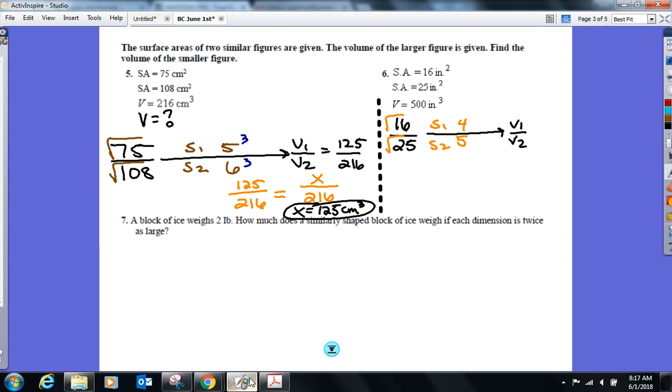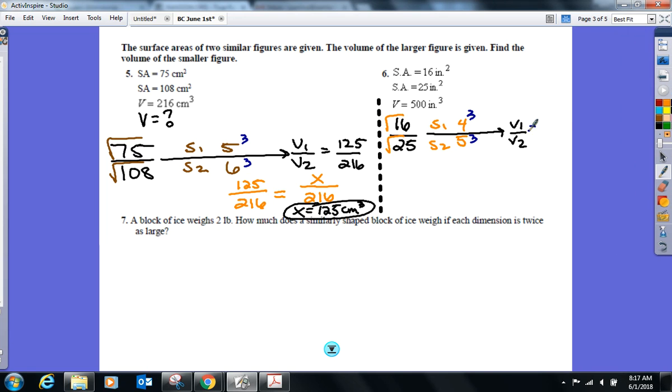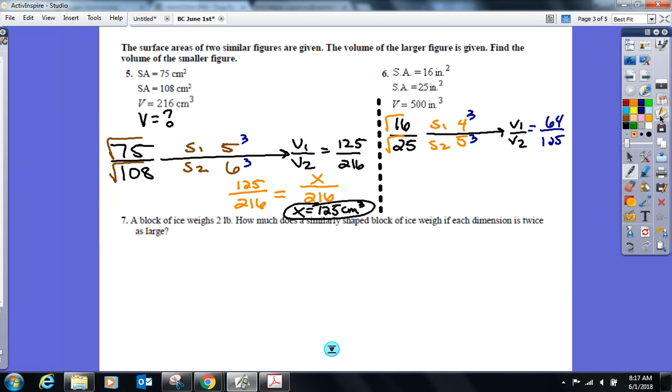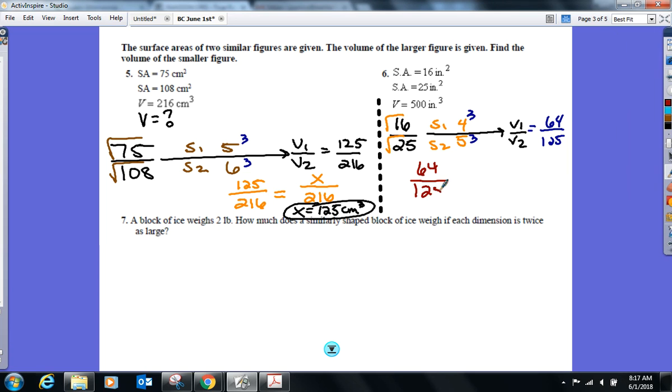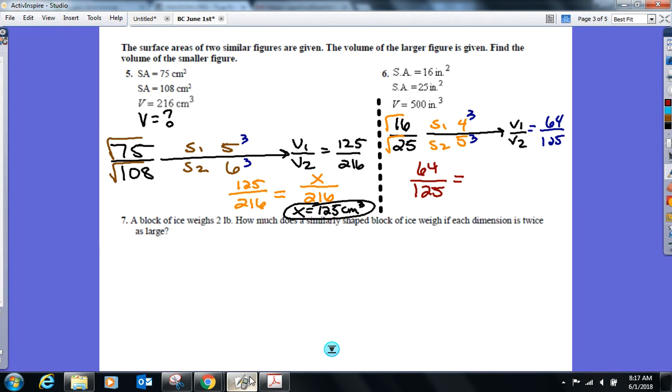12. What do you want me to do with 4 over 5 to get the volume? Cube it. So we're looking at 64 over 125. That is what you want to use in your proportion right now. 64 over 125 is equal to, how do I use the 500 now? How do I use the 500? Wait, so you can put 64 over 125, which is the volume ratio.